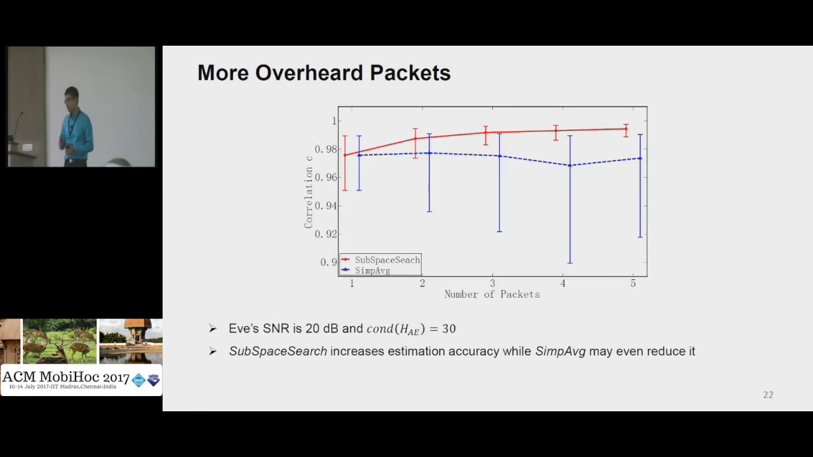And the results are shown in this figure. Here the x-axis is the number of packets that Eve overhears, and the y-axis is the normalized correlation C. The red curve is for the subspace search algorithm, while the blue dashed curve is for the simple average method. Here the signal SNR reduces to 10 dB and the condition number of the channel increases to 30. It can be seen, very interestingly, that while the subspace search algorithm increases the estimation accuracy when it combines more computed CSI, the simple average method may even reduce the estimation accuracy.